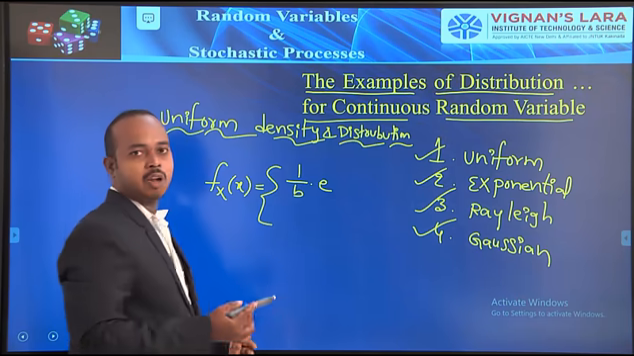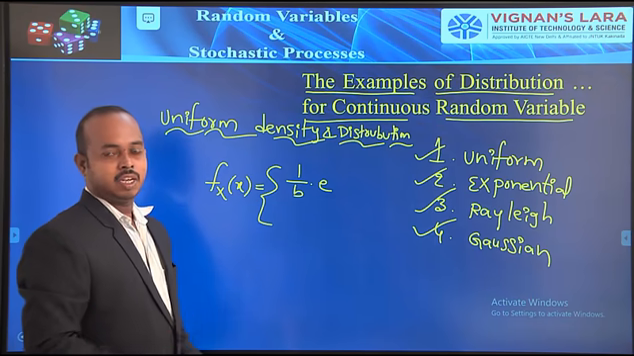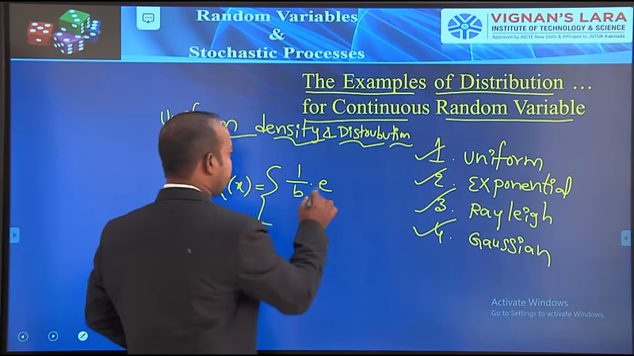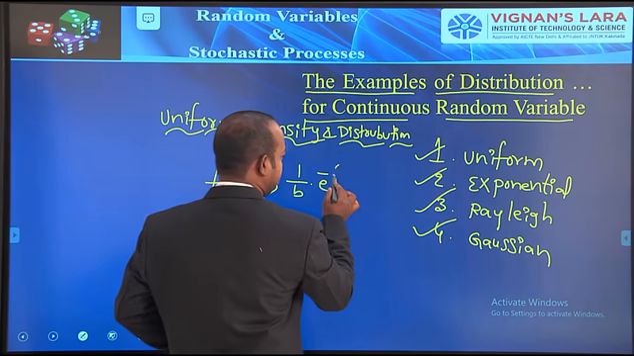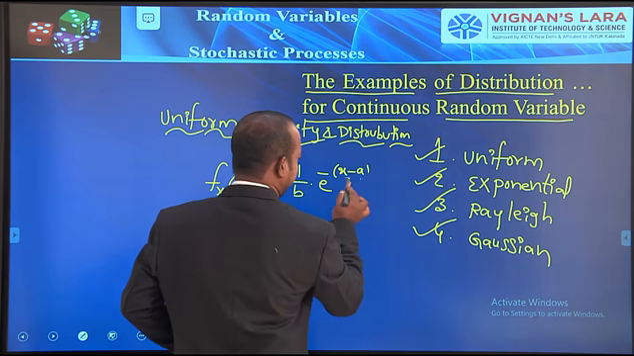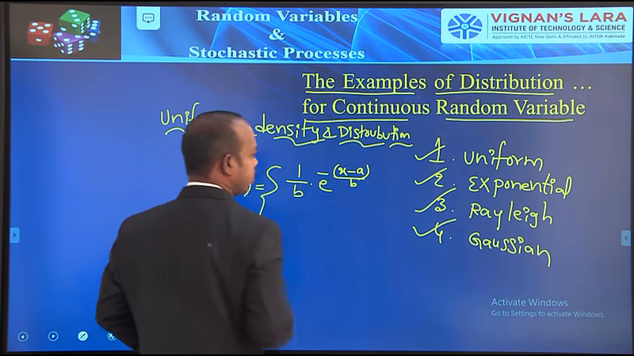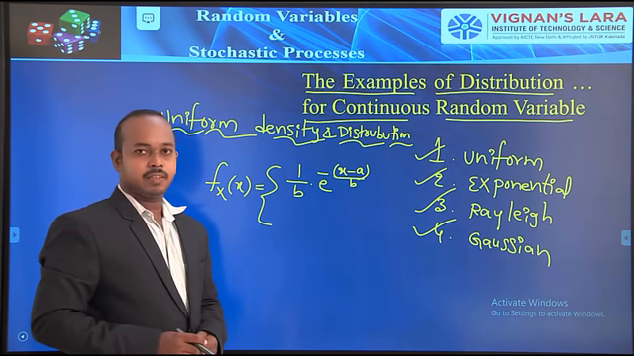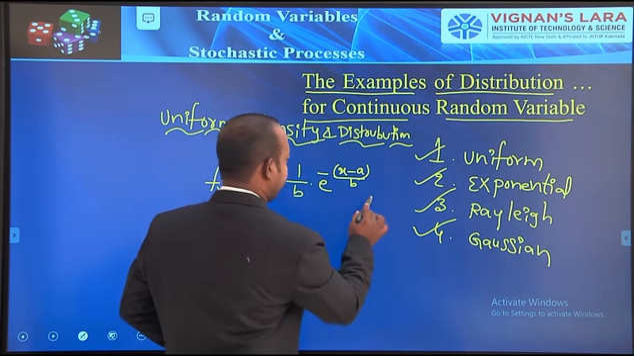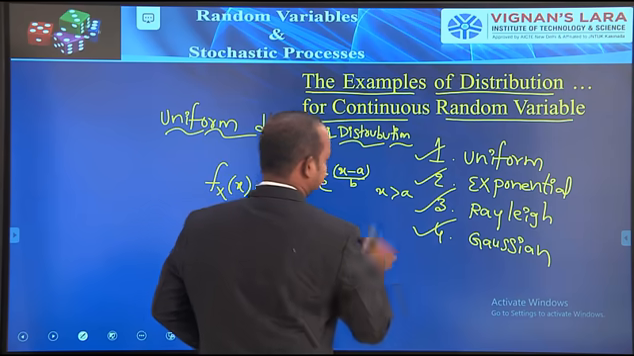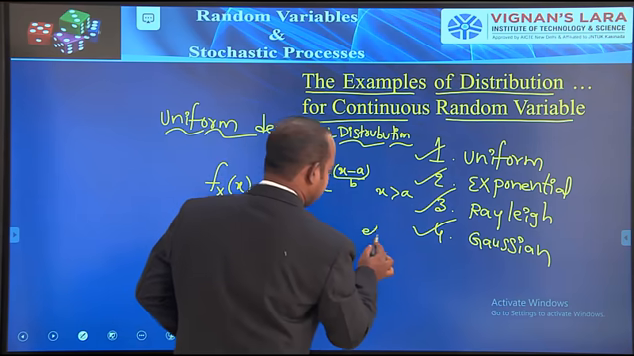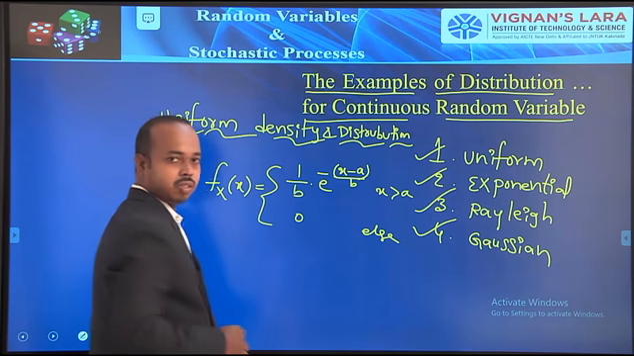We are discussing the exponential density function. That's why we represent the exponential value. The exponential value can be written as e power minus x minus a divided by b. For this one, its limit is x greater than a. For values less than a, the quantity is 0.